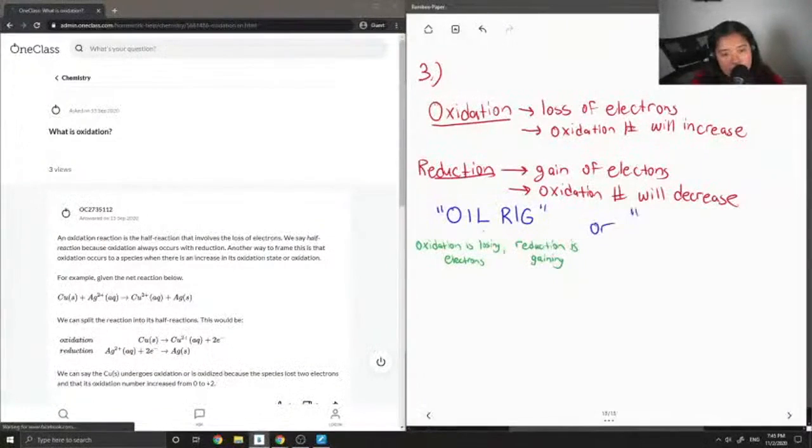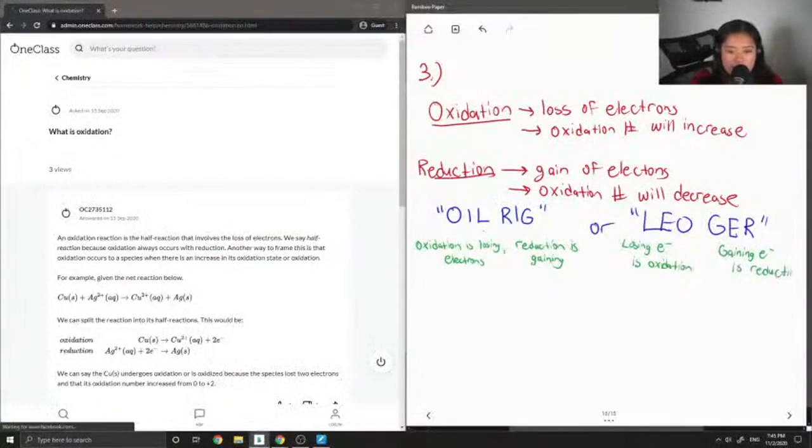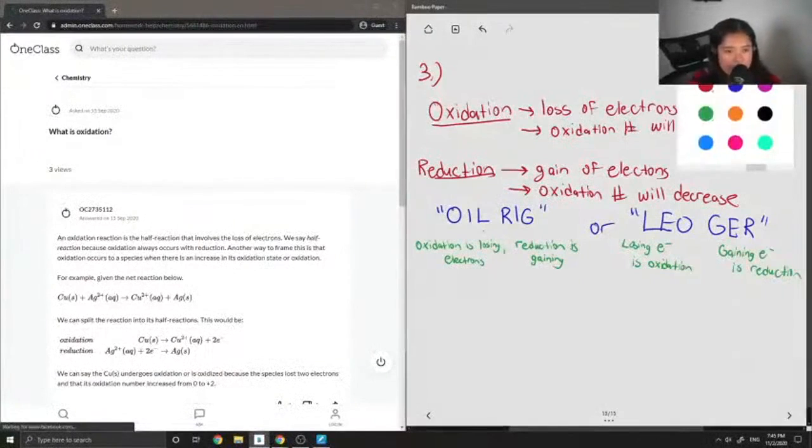Another one that people use is LEO the lion says GER. It doesn't really make as much sense as OIL RIG, but it's just another way. So losing electrons is oxidation. Gaining electrons is reduction. So whichever one helps you. I think I used OIL RIG when I was a student.